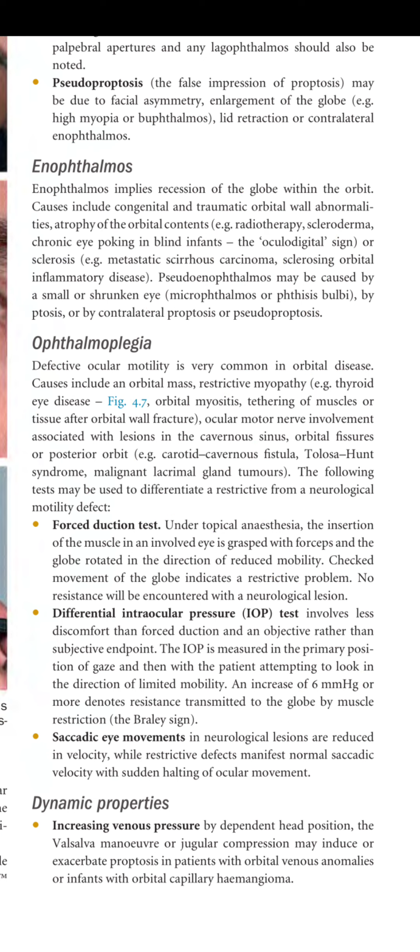Forced duction test: after topical anesthesia, the insertion of the muscle of the involved eye is grasped with forceps and the globe is rotated in the direction of the reduced motility. Checked movements of the globe indicate a restrictive problem. No resistance will be encountered with a neurological lesion.